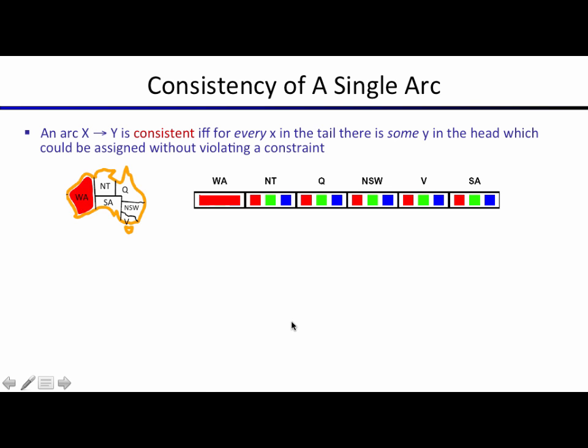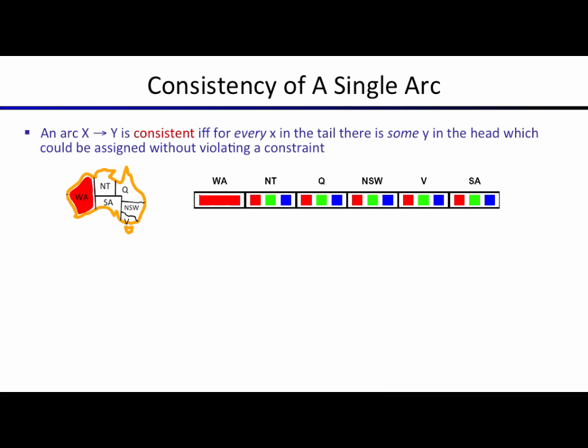And we said, okay, pick any two variables that have a constraint, then pick one direction. It can be one direction or the other direction. We have two arcs. And then we said, this arc that goes from variable x to variable y is consistent. We're going to call it consistent if for every x in the tail, there's some y in the head, which could be assigned without violating a constraint.